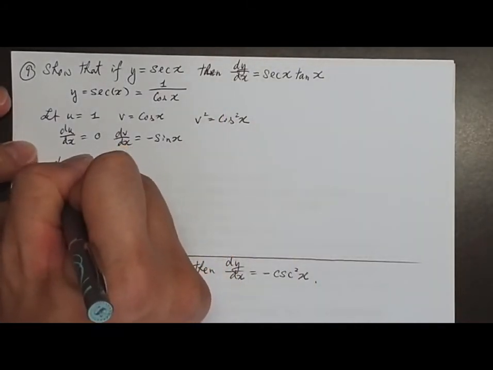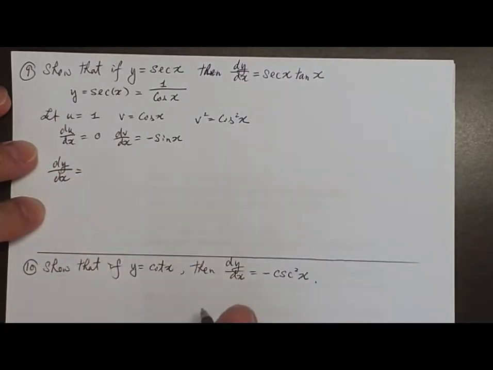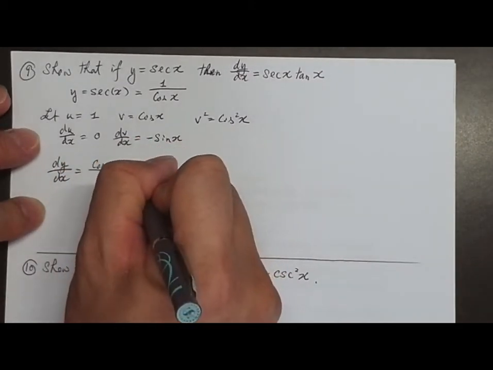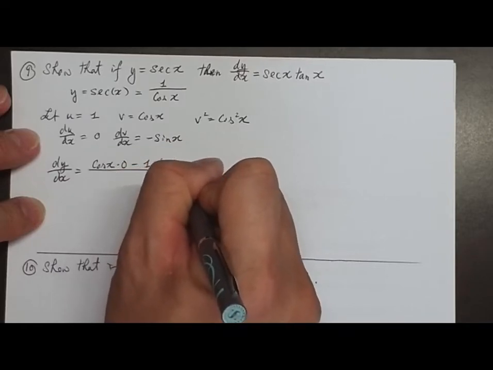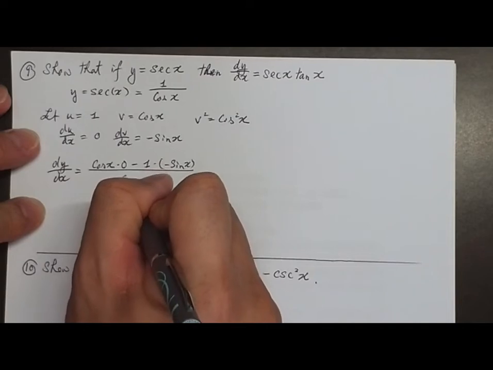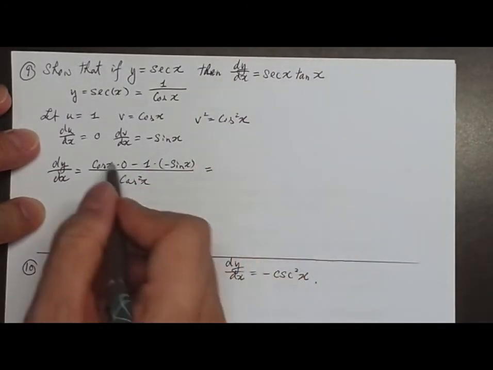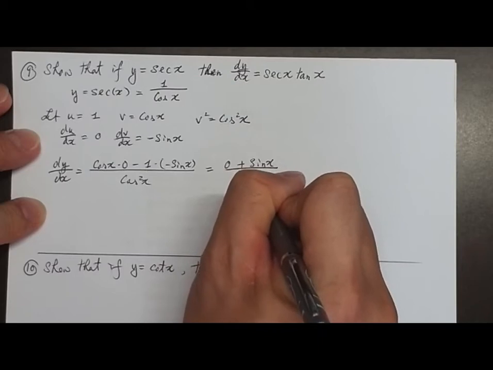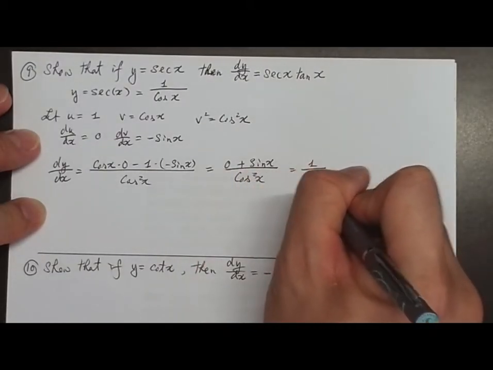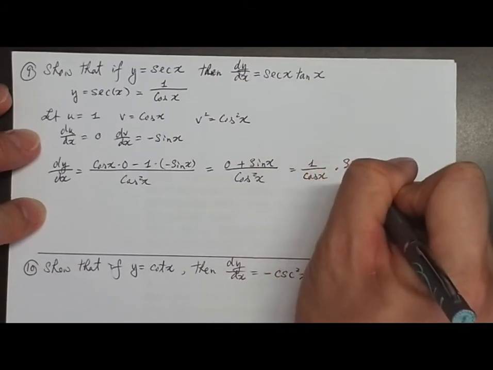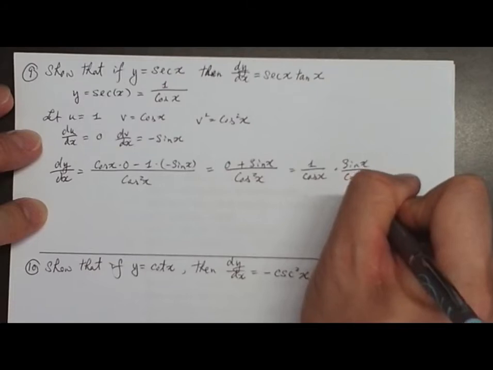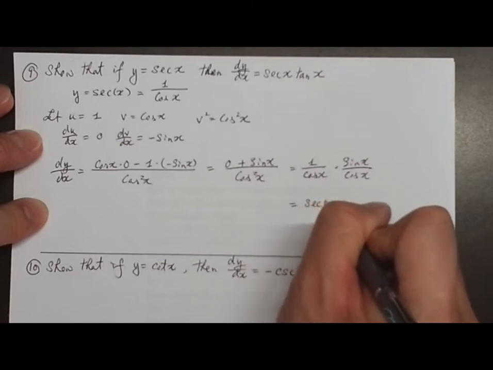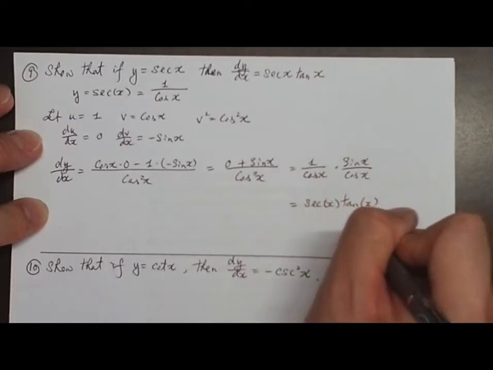So dy/dx, according to the quotient rule, we have cosine x multiplied by 0 minus 1 multiplied by minus sine x over cosine squared x. So this one comes to 0, so it's 0 plus sine x over cosine squared x. So it's equal to 1 over cosine x multiplied by sine x over cosine x. And this one is equal to secant, so we have secant x multiplied by tangent x. Proof.